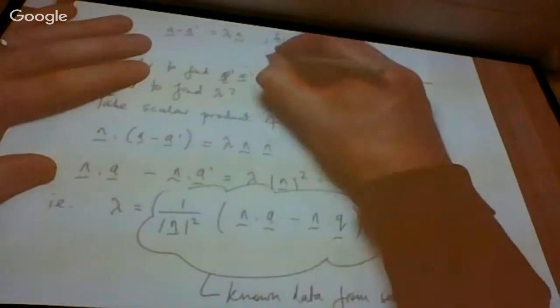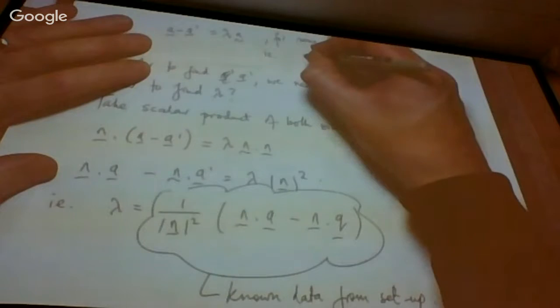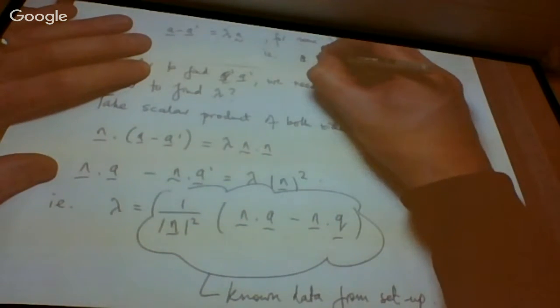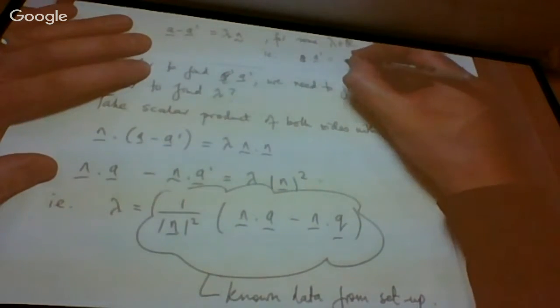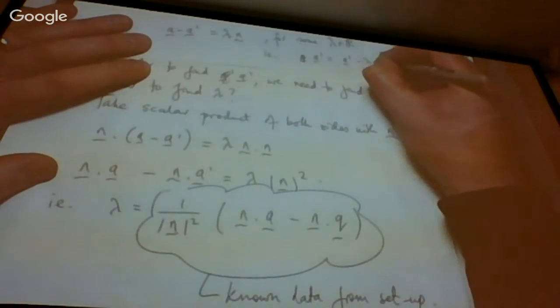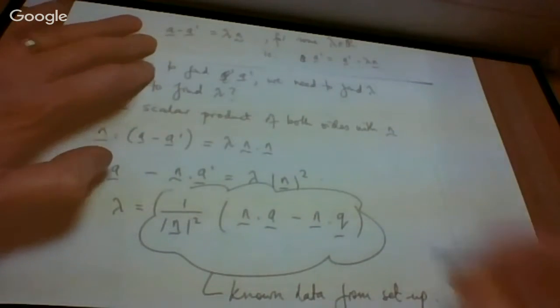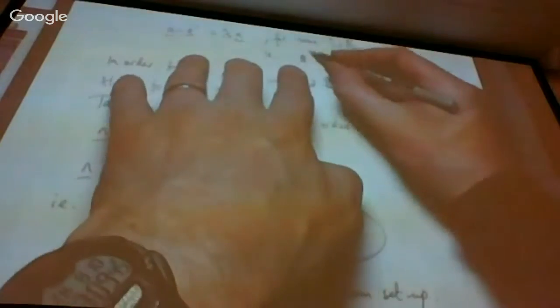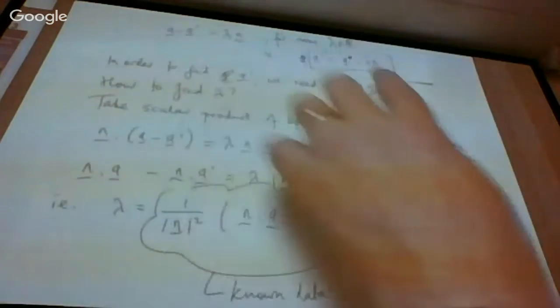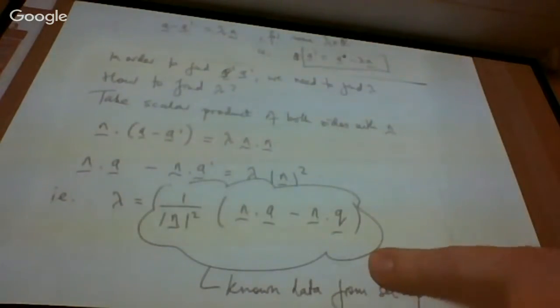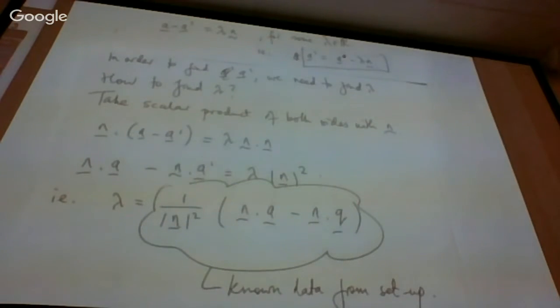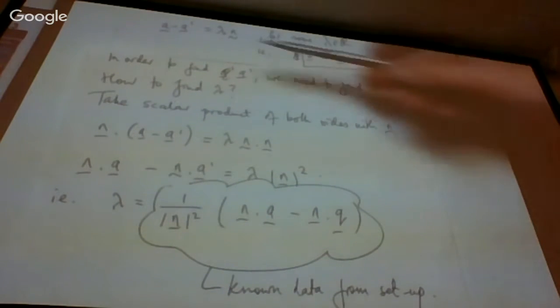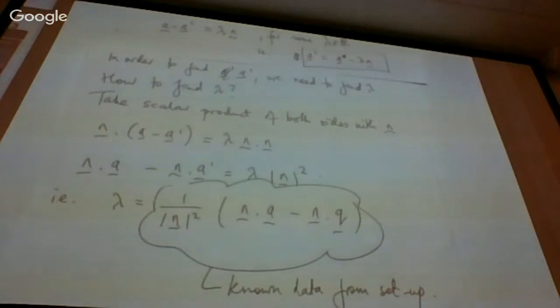So, i.e., you can turn this equation around and then say a prime is equal to a minus lambda n. So that tells you what the vector a prime is. You know a, you know n, and from this we know lambda. So you know what the vector a prime is. So you can certainly work out the magnitude of a minus a prime. So you can work out that distance.